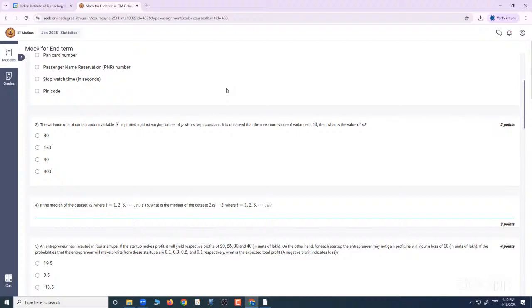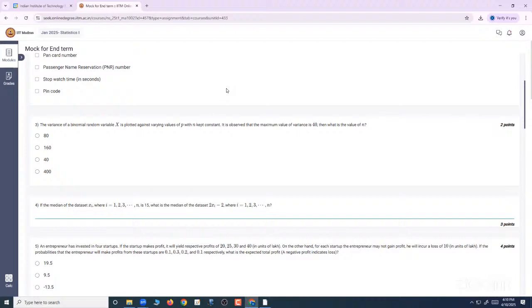In binomial, we have two parameters: n, the number of trials or sample size, and p, the probability of success. Now the question is, it is observed that the maximum value of variance is 40. Then what is the value of n? For a binomial distribution, what is the formula of variance? np(1 minus p). Correct.